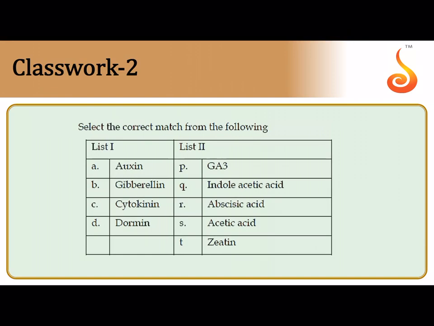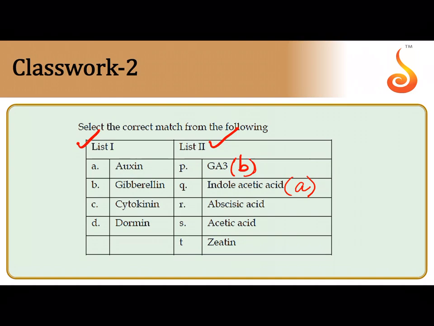Now in the second question what you can see is again they have given the name of hormones in the first list and the chemical names of this particular hormone in the second list. So auxins, as you all are aware, the naturally occurring auxin is indole acetic acid, correct? Then gibberellic acid or gibberellin is GA3. We have seen that it is named as GA. GA stands for gibberellic acid.